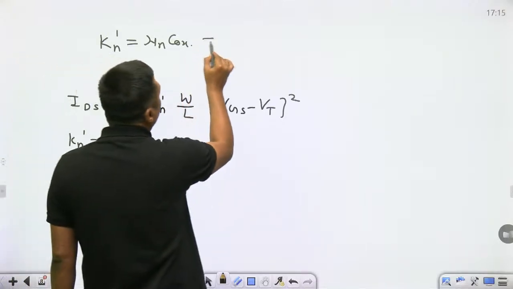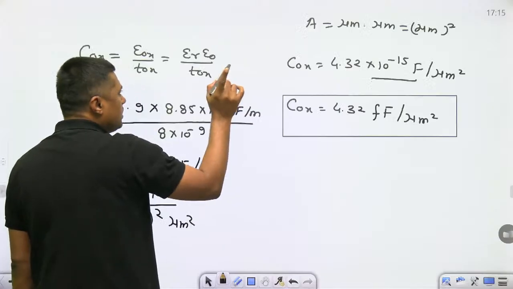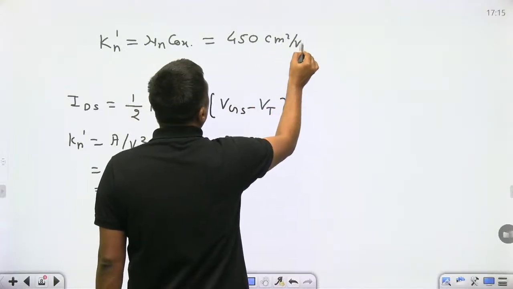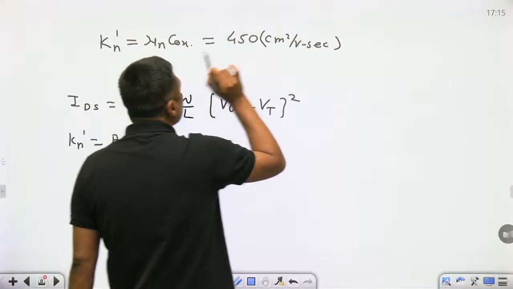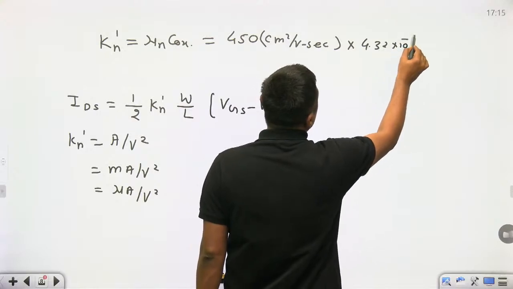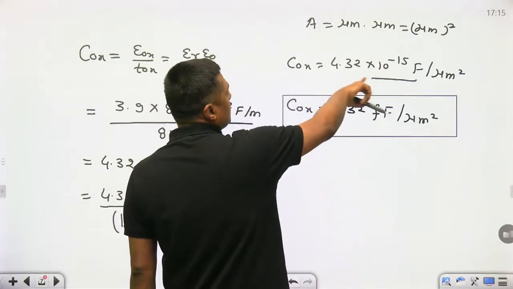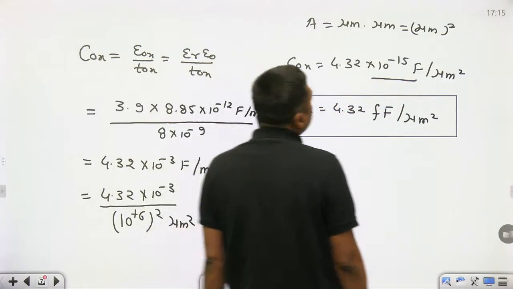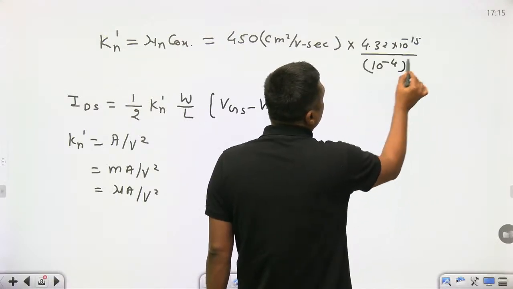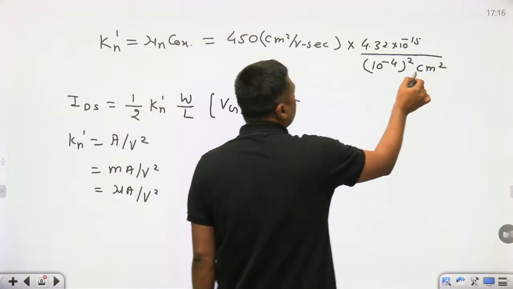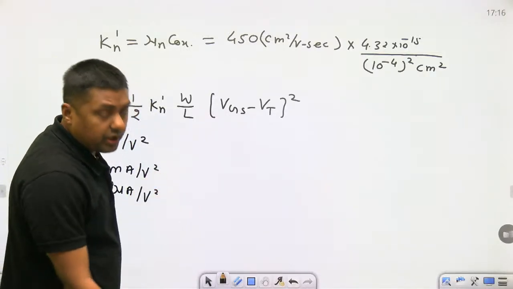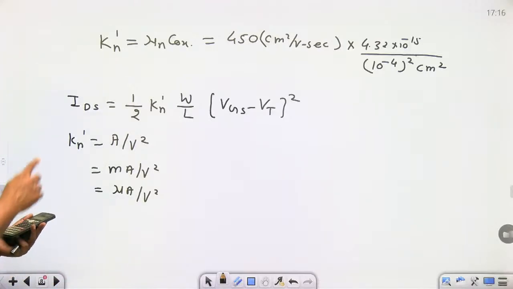Now mu n COX. Mu n is given in the question as 450, but always remember the unit. What is the unit? Centimeter square per volt second. So COX should be in centimeter units. What is the COX? 4.32 femtofarad, that is 4.32 times 10 raised to power minus 15 per micrometer square. Convert it into centimeter: micrometer is 10 raised to power minus 4 centimeter, squared. This is centimeter square, which cancels out with the centimeter square in the mobility unit, and then you can find the value. You can multiply it, because this is a very important thing: the unit.